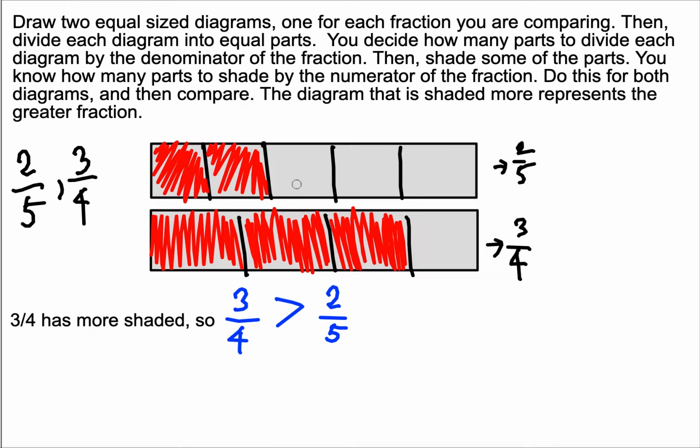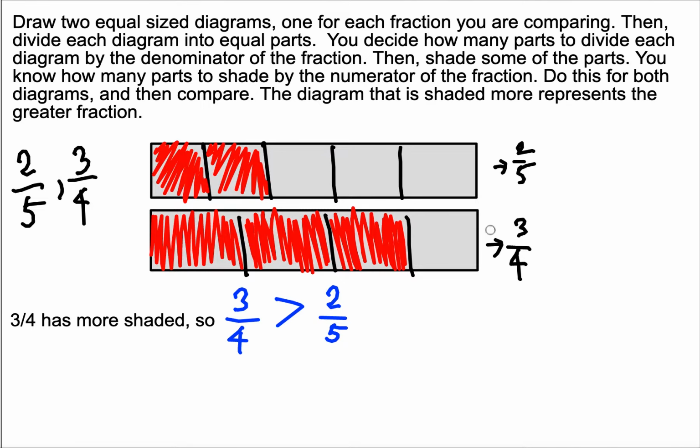Now, to compare fractions, this is what you need to do. You need to draw 2 equally sized diagrams or bars, one for every fraction you are comparing. Then you divide each diagram into equal parts. You decide how many parts to divide each diagram into by the denominator of the fraction. Hence, for this fraction 2/5, we divide the bar into 5 equal parts because our denominator is 5. And for this bar, we divide it into 4 equal parts because our denominator is 4.